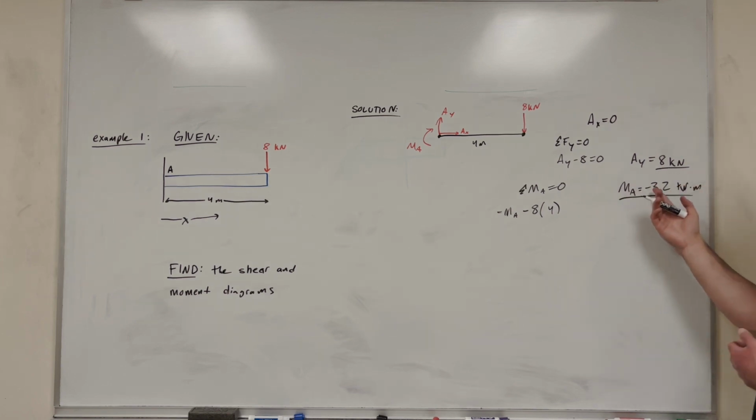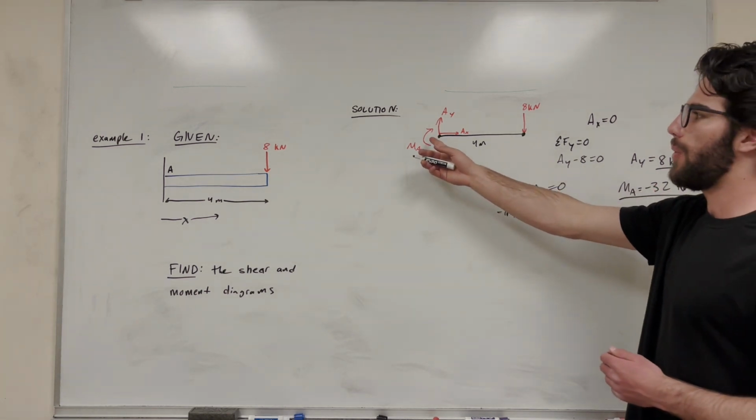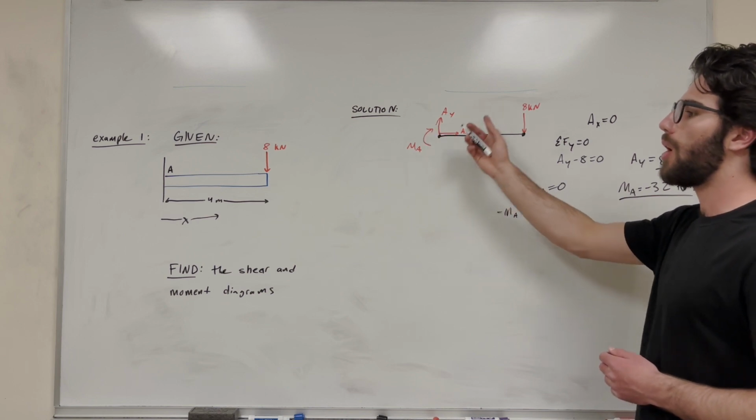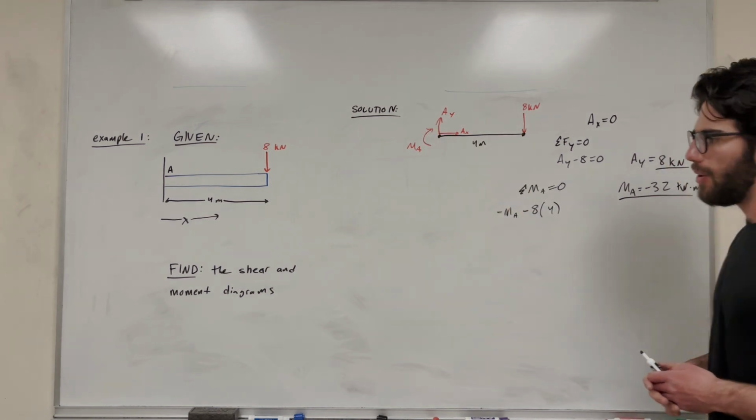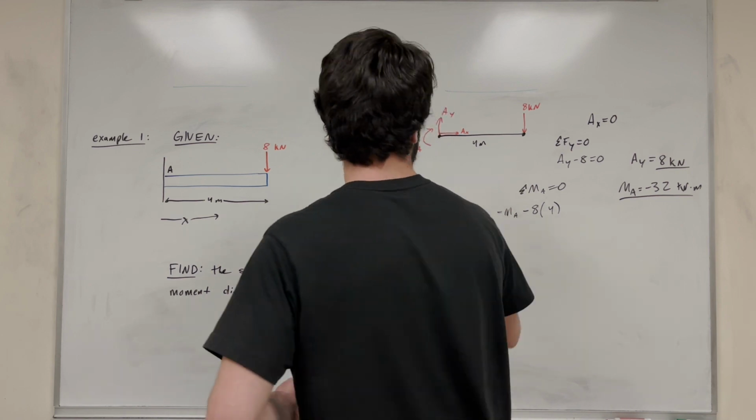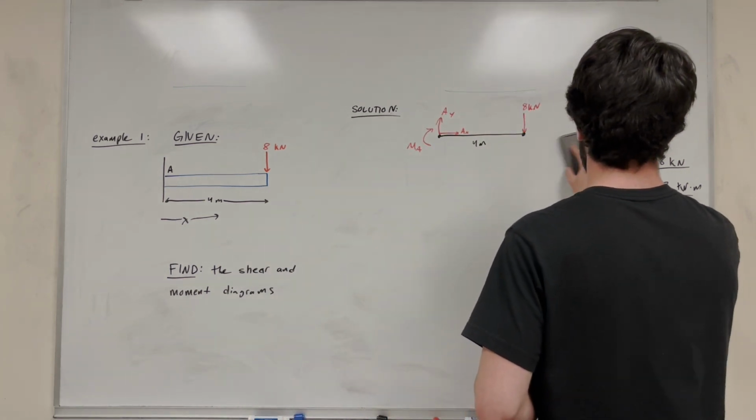So this just means negative 32 kilonewton meters. We drew the moment the wrong way. It should be going counterclockwise instead. So there we go, we found the support reactions. So now we can go ahead and try to draw these out.